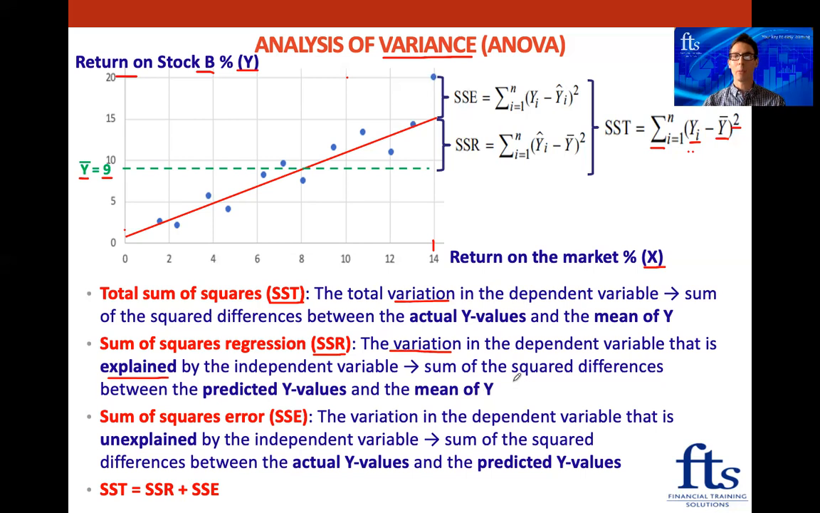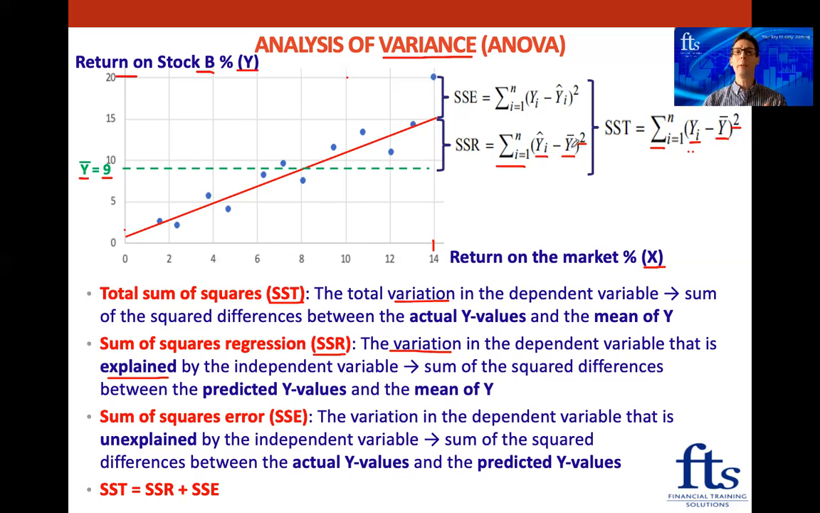So let's do it in the same way as we look at the formula over here. It is the sum of the squared differences between the predicted Y values. So remember, Y with the hat on is the predicted Y value, and y bar, the mean of y.